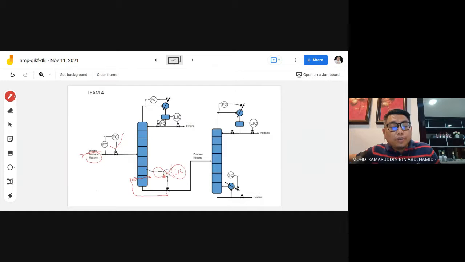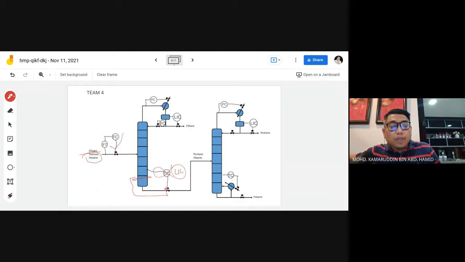If you want to control temperature here, what should be your manipulated variable? You need something that relates to the heating utility or cooling utility. You cannot control temperature by manipulating the bottom flow rate, because bottom flow rate does not carry any heat duty. So never use this kind of control design for your reboiled condensed absorber.